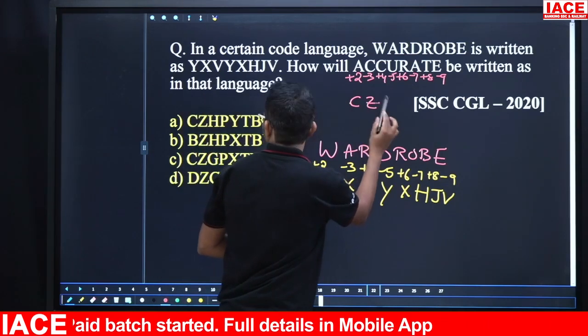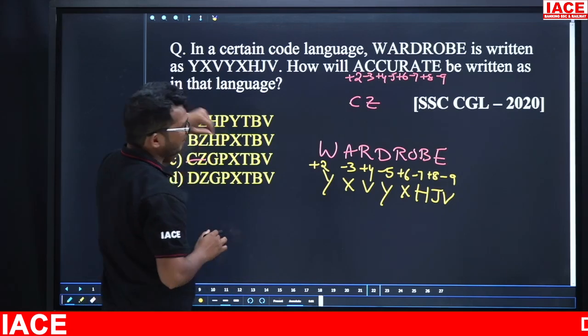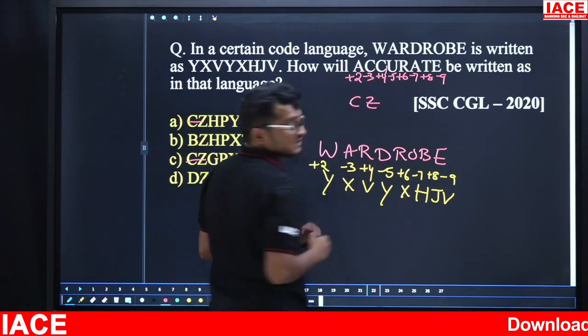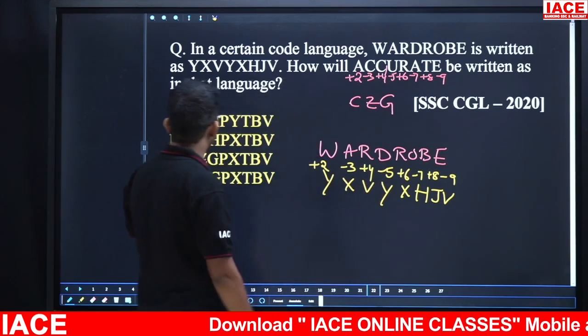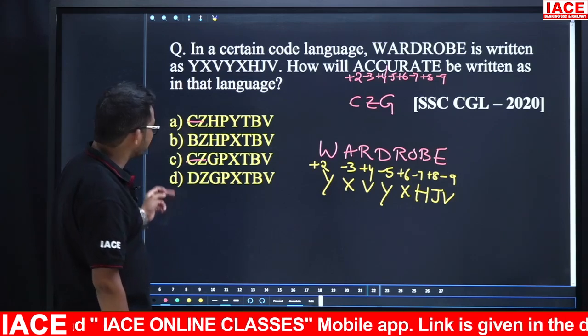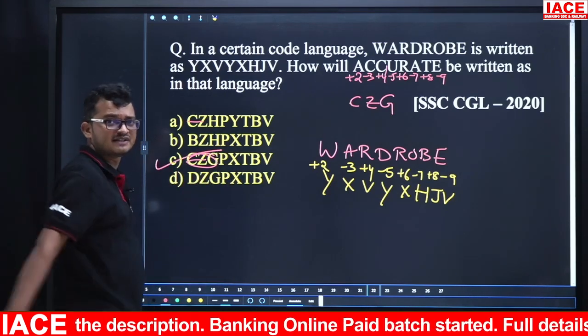Here Z. So with CZ, how many options are we having? We are having two options. CZ, CZ. Go for the next letter. Now C plus 4. C is 3. Plus 4 is what? 7. 7 is what? G. So C, Z, G. Here we are having only one option. That means your answer is option C.